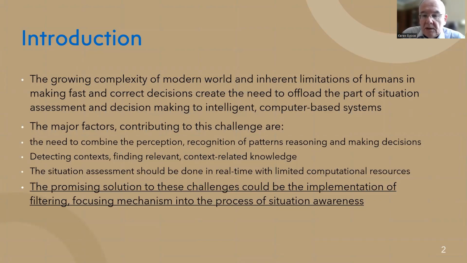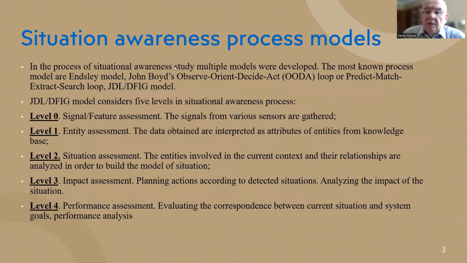The promising solution to these challenges is the introduction of filtering, prioritizing, or in other words, an attentional mechanism in this situation awareness process. There are a number of models used to represent the situation awareness process in artificial systems, but the most developed of them all is the JDL or DFIG, the information fusion model.